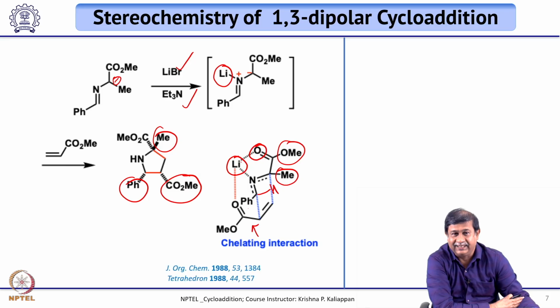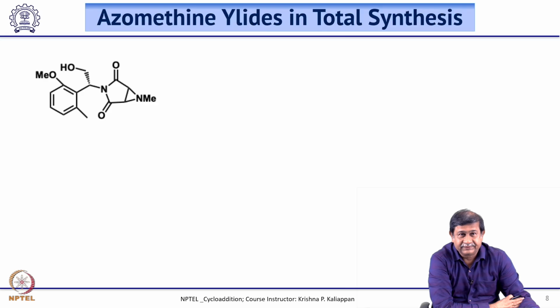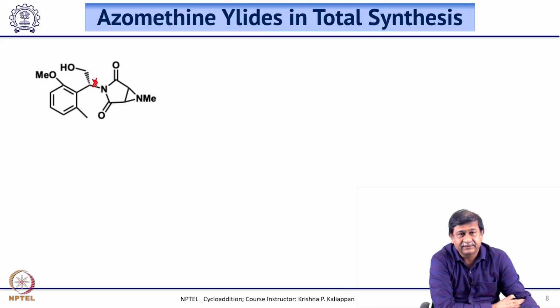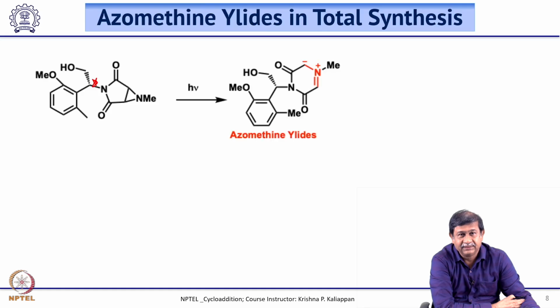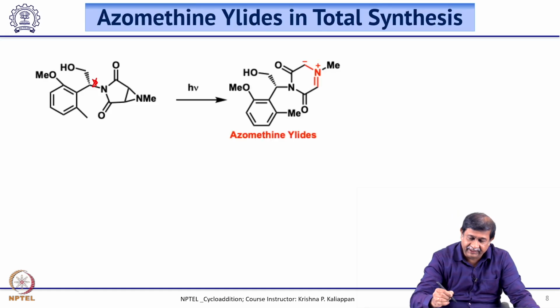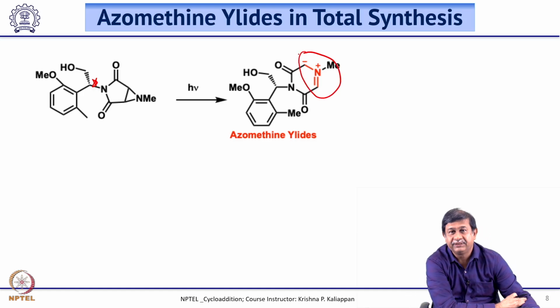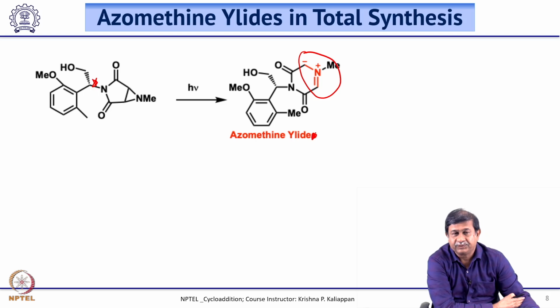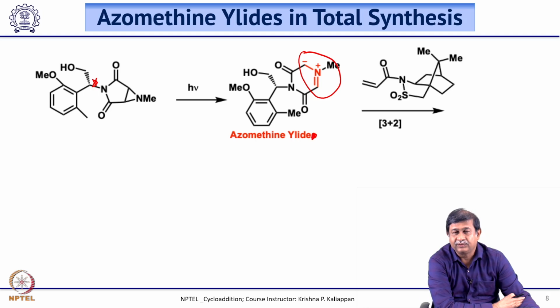dipolar cycloaddition reaction. Now, look at this example. So, this is already a chiral one. So, you can see a chiral center here. Now, if you heat it, then this aziridine ring will open in such a way that it will generate a 6-membered azomethine ylide. Okay. So, once this 6-membered azomethine ylide is formed, then one can do a 1,3 dipolar cycloaddition.